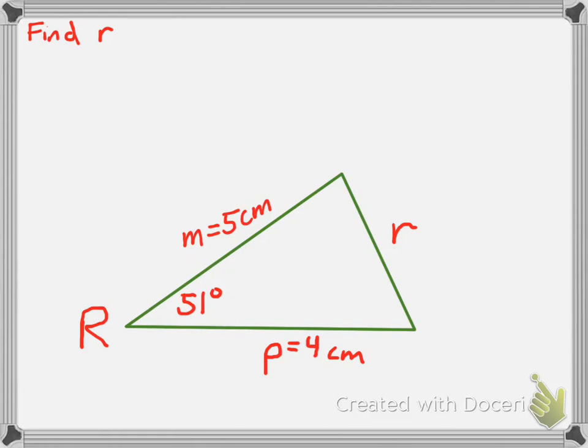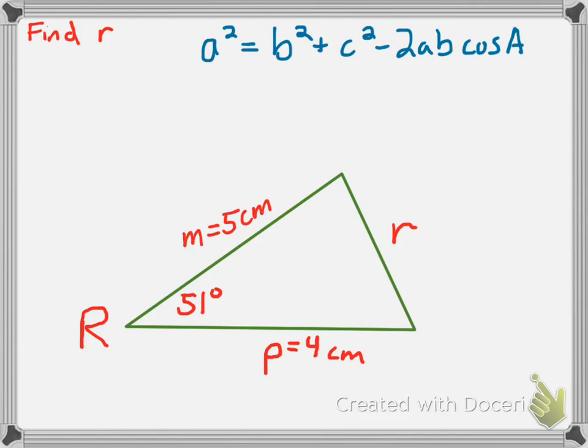Let me put the law of cosines up here real fast. If you remember and notice, the capital A is exactly opposite of side A, which in this case the problem calls capital R and lowercase r. Okay, so I'm going to fill out all the different parts for this equation.